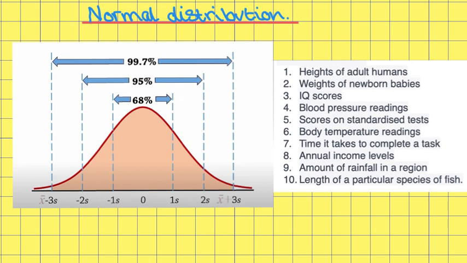It is commonly associated with the 68, 95, 99.7% rule, or the empirical rule, which you can see on the diagram. 68% of all data is within one standard deviation above or below the mean. 95% of all data is within two standard deviations above or below the mean. 99.7% of all data is between three standard deviations above or below the mean.